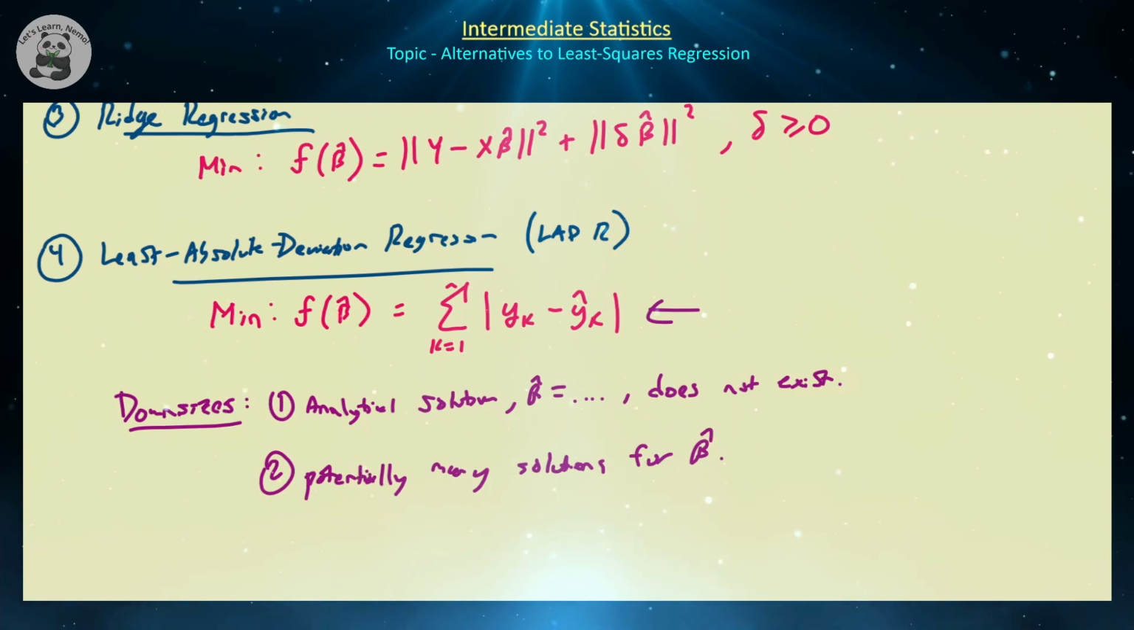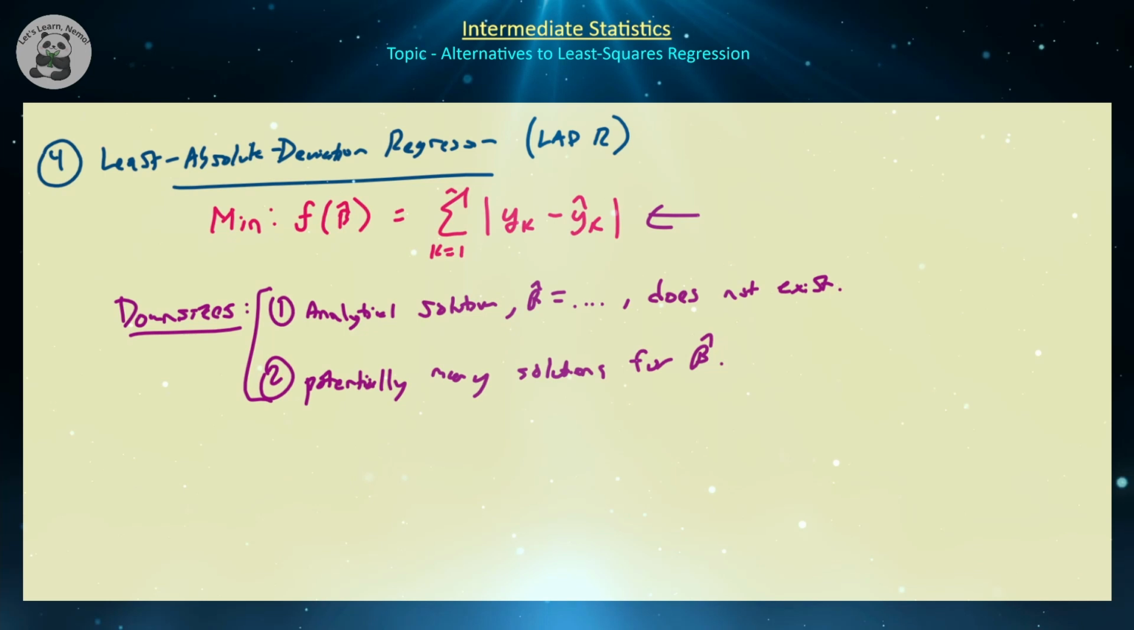So for the least squares regression and the Tikhonov class, the solution exists and is unique, provided that the matrix X transpose X is invertible, of course. But even if X transpose X is invertible, it's still possible to have infinitely many solutions for the least absolute deviation regression approach. So one could ask, well, if these are downsides, what's the point in even introducing it?